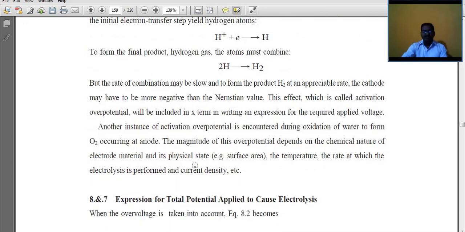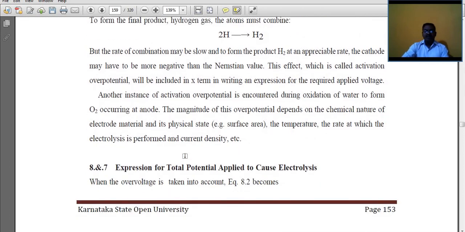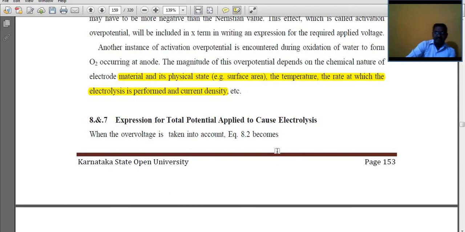2H gives H2. Another resistance of activation overpotential is encountered during oxidation of water to form oxygen occurring at the anode. The magnitude of this overpotential depends on the chemical nature of the electrode material and its physical state, the temperature, the rate at which the electrolysis is performed, and the current density.